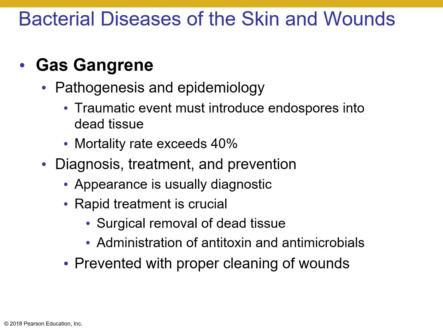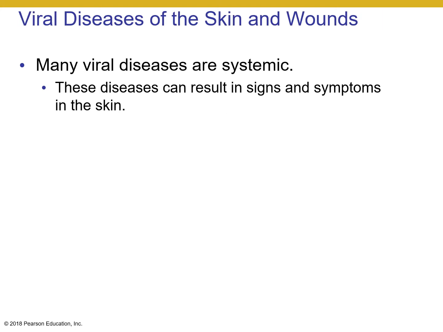If it is not treated, then 40% of the people infected will die. We have to debride the dead tissue, administer antitoxins and antibiotics, and as I said before, sometimes amputation has to take place. How can it be prevented? Well, if you get a boo-boo, clean it and take care of it. Let's take a break, and then we'll come back and talk about viral diseases.